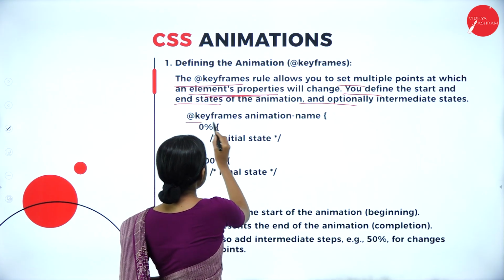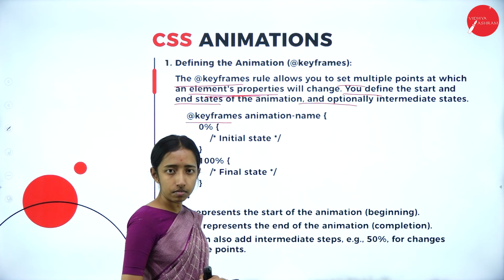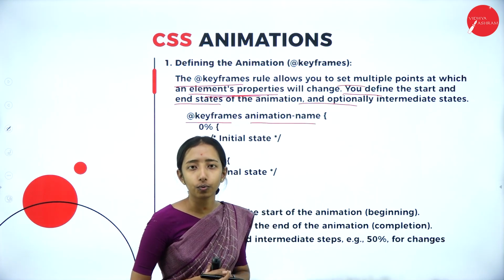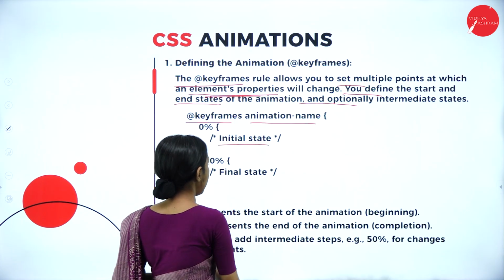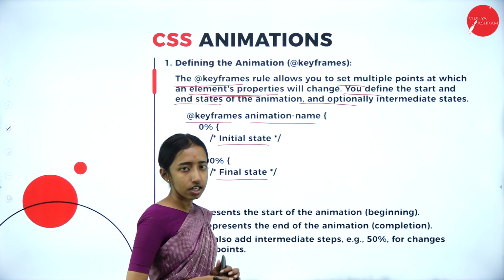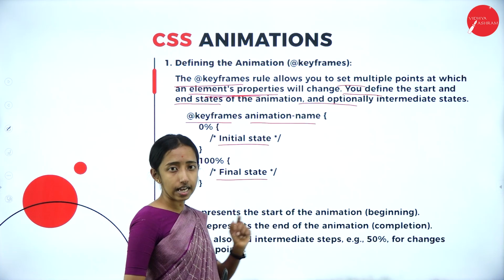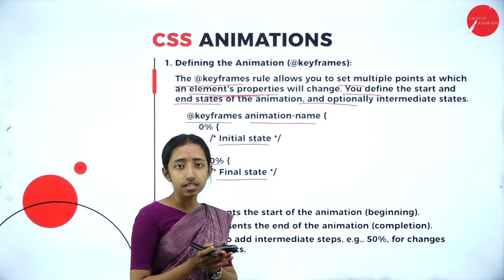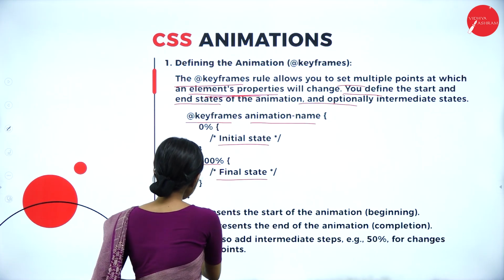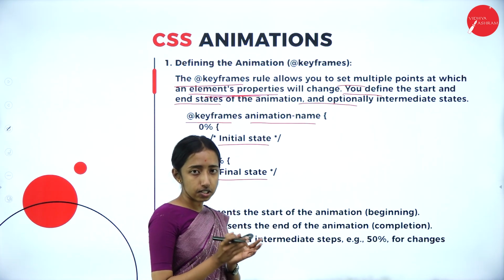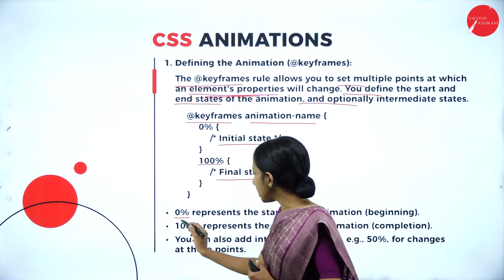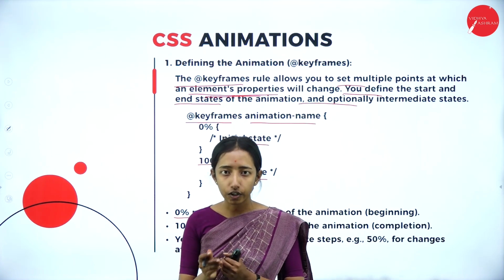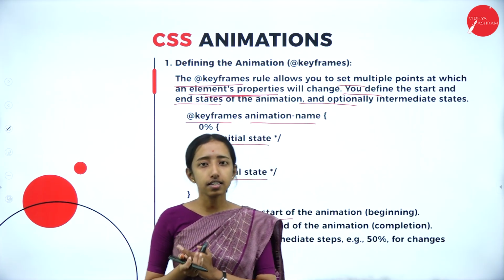Here you can see @keyframes, the animation name, this is the syntax we are learning, with the initial state and final state. You can see 0% as the initial state and 100% as the last, the end state. So what does this represent? The 0% represents the start of the animation. As I said, when you are zooming, it is the start state.